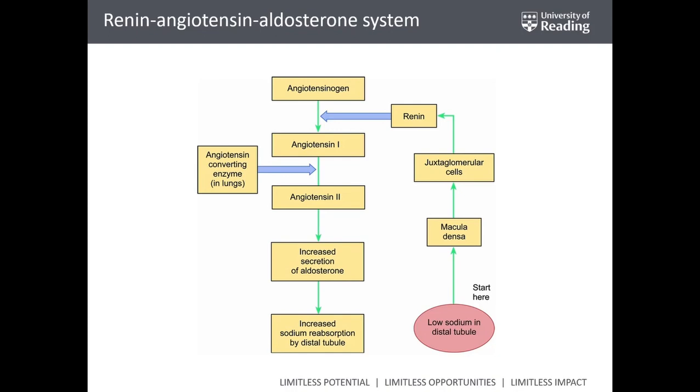arteries. But other than being a vasoconstrictor, it's a hormone which acts on the cortical cells of the adrenal gland. On the cortical cells of the adrenal glands, it promotes the secretion of aldosterone. Aldosterone is a steroid hormone which acts on the distal tubule, promoting the reabsorption of sodium.